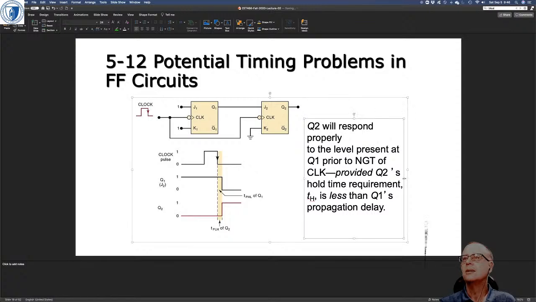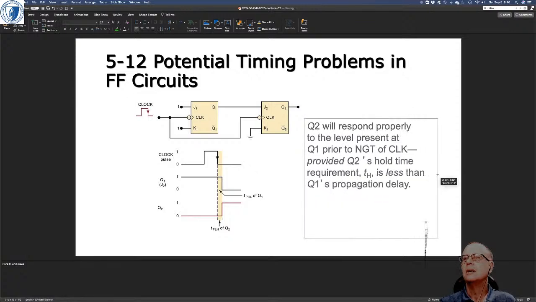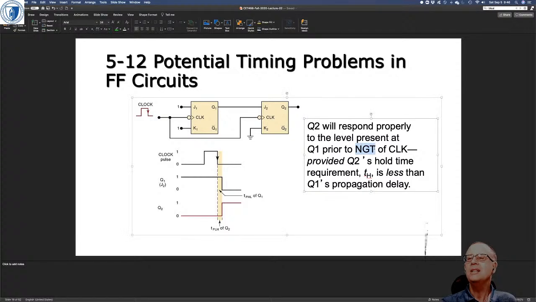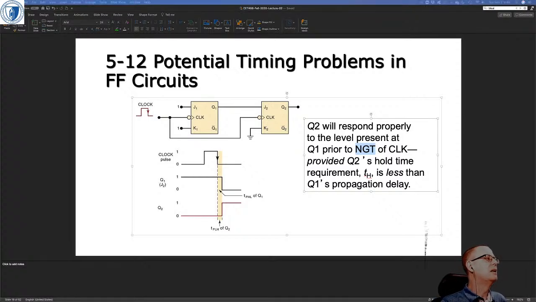That's a bit better. So Q2 will respond properly to the level present at Q1 prior to NGT of clock. What does NGT mean? Let's see.